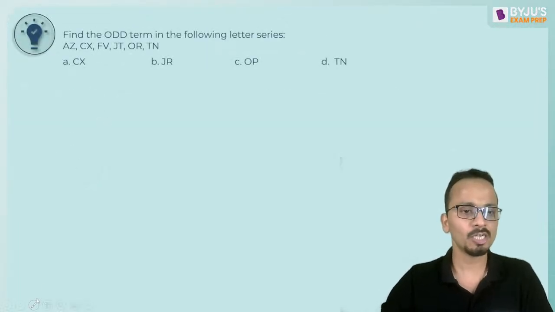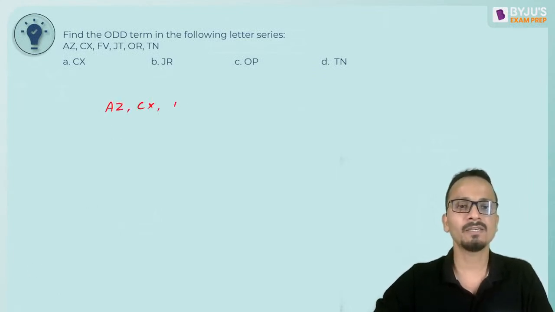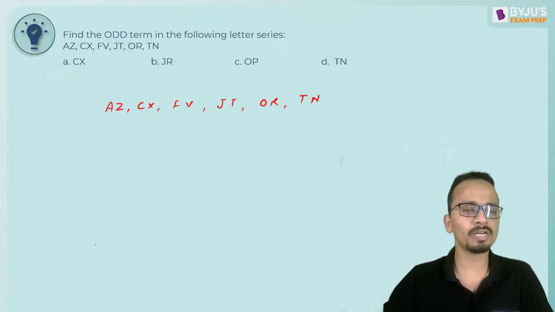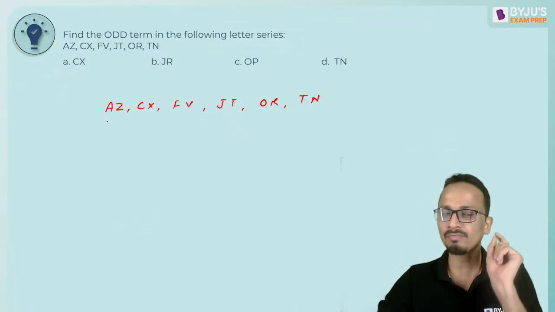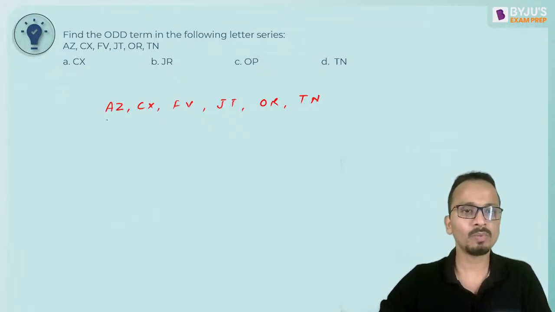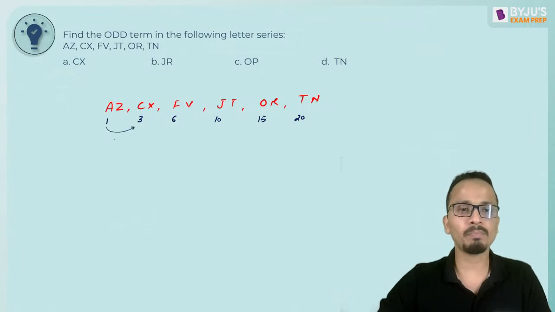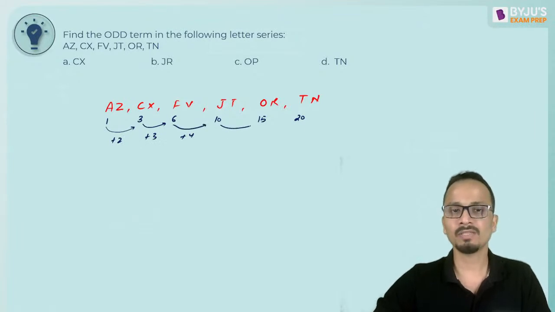So let's have a look at the logic. If I write all these alphabets: A, Z, C, X, F, V, J, T, O, R, T, N. Now I'm writing the number equivalents for the first alphabet in each of these sets. So number equivalent here is 1, then it is 3. Now F is 6, this one is 10, this one is 15, and T is 20. From 1 to 3, plus 2 has been done, then plus 3, then plus 4, then plus 5.